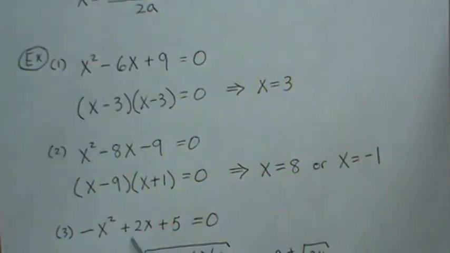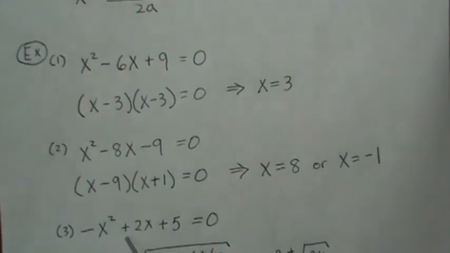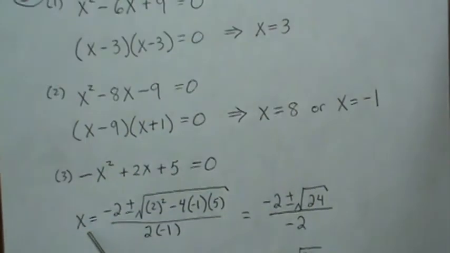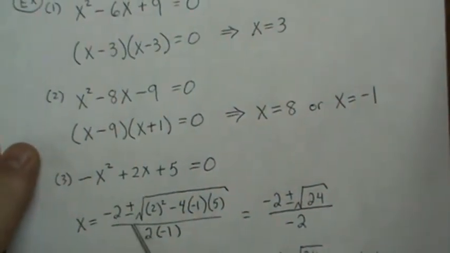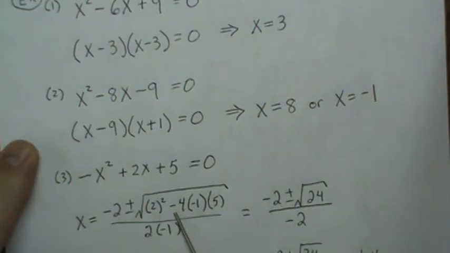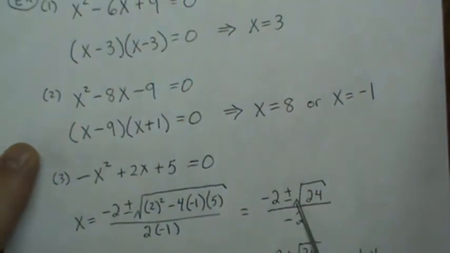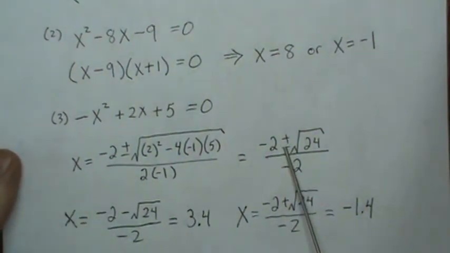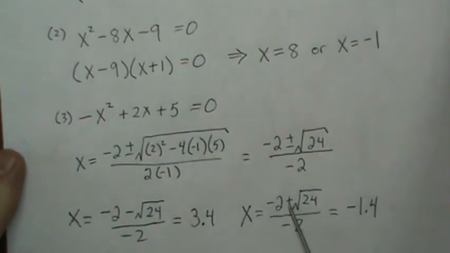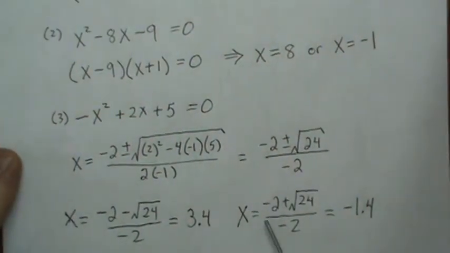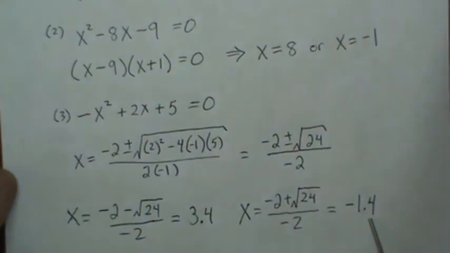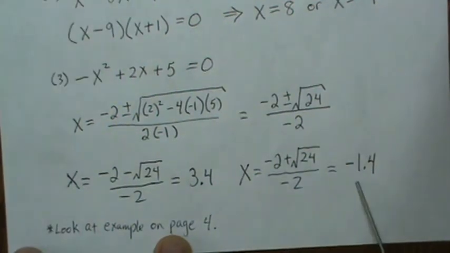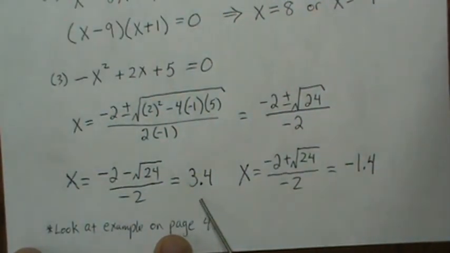And our last example is this one, and this is actually the graph that we did on the previous page. It doesn't factor, so we have to use the quadratic formula. x is equal to minus b plus or minus the square root of b squared minus 4 times a times c, all over 2a. And it ends up equaling this. Remember, there are two solutions here, the minus and the plus. If you solve that, you get x equal to 3.4 and x equal to minus 1.4. And if you look on the previous page, you'll see that's where I drew the graph crossing here and here.